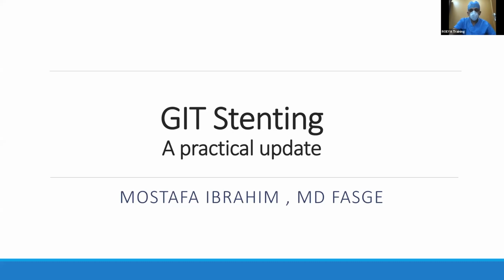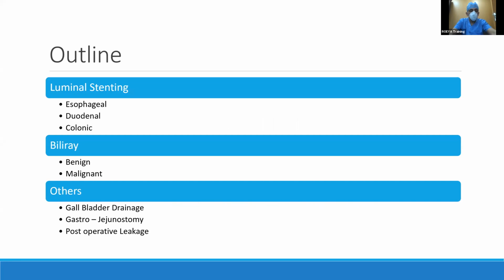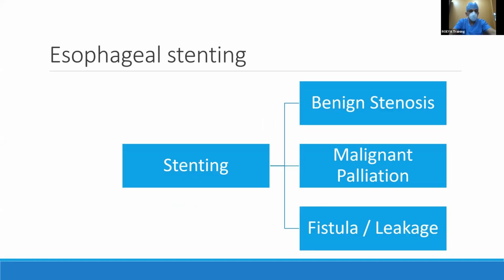Good afternoon, everyone. So for the next 20 minutes, I will do my best; it's a difficult task to cover everything about GI stenting. So it's a very practical presentation of GI stenting. As you know, in GI stenting we have luminal stenting: esophageal, duodenal, colonic, biliary, like what you have seen now, for benign lesions, for malignant lesions, and then what's new or really up to date.